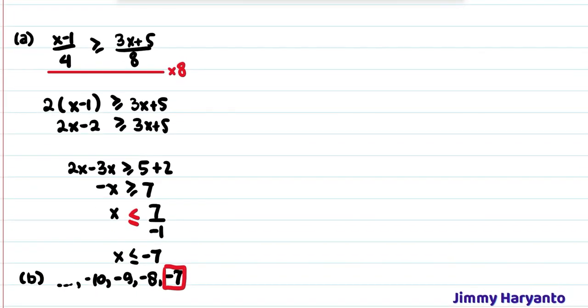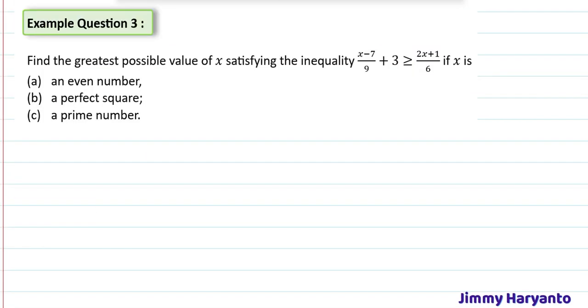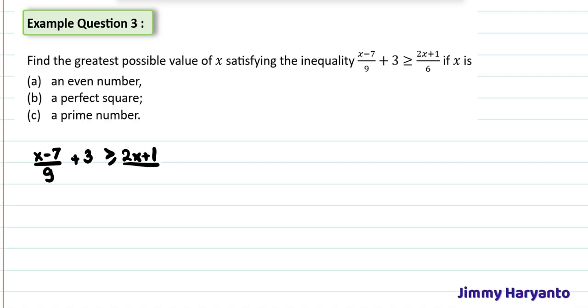Yeah, the greatest. And then example question 3: find the greatest possible value of x satisfying the inequality if x is an even number, perfect square, and prime number. Okay, so let's solve the inequality first: (x - 7)/9 + 3 greater than or equal to (2x + 1)/6.